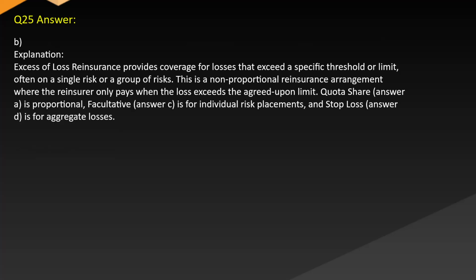Answer. B. Explanation. Excess of loss reinsurance provides coverage for losses that exceed a specific threshold or limit, often on a single risk or a group of risks. This is a non-proportional reinsurance arrangement where the reinsurer only pays when the loss exceeds the agreed-upon limit. Quota share, Answer A, is proportional. Facultative, Answer C, is for individual risk placements. And stop loss, Answer D, is for aggregate losses.